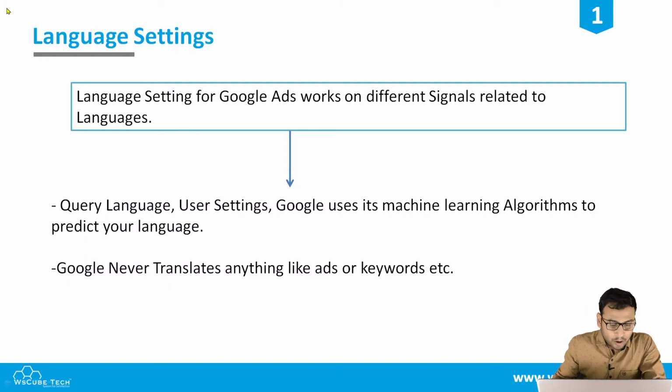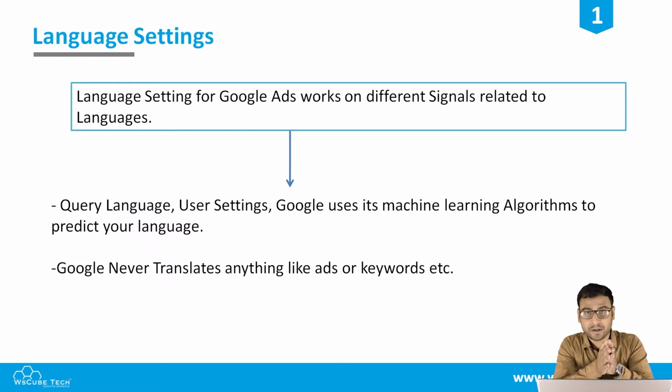Still, this data is enough to give Google a signal. Now, Google never translates anything, like ads or keywords. This is a very important thing to keep in mind. Suppose you are creating a campaign and the language in your ad copy is French. Anyone searching in English, you may expect that Google will translate your complete ad copy into English for that searcher. This is not going to happen. Google never translates any keyword, and never translates any ad copy.